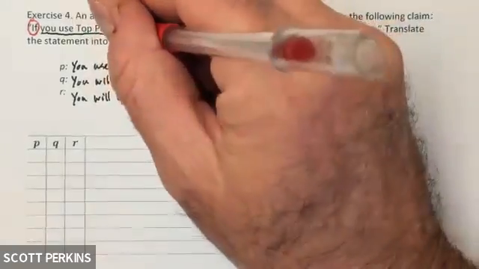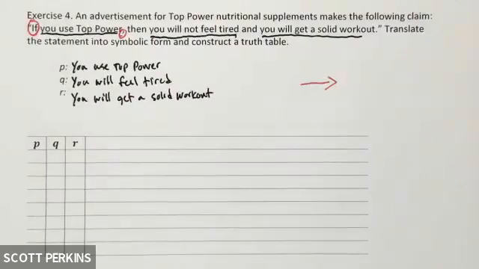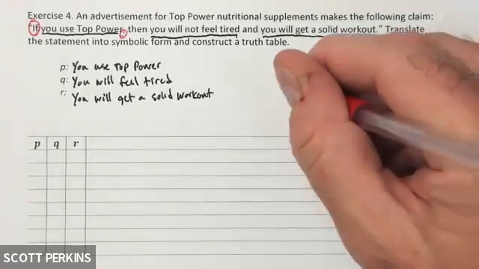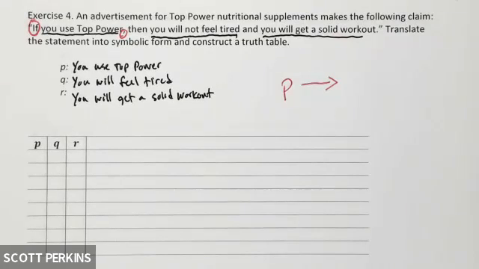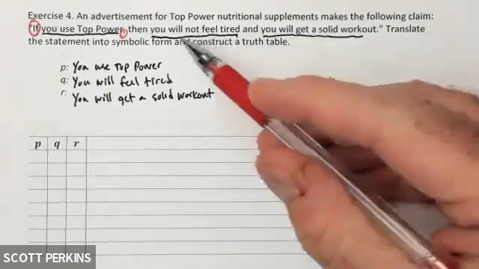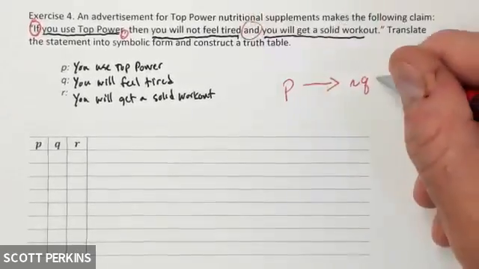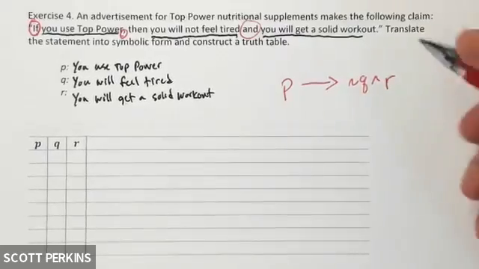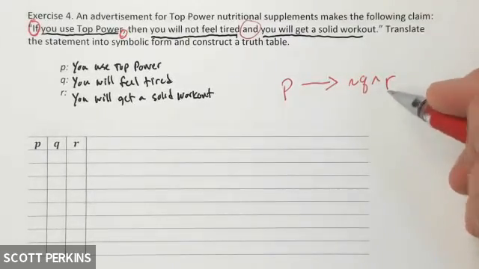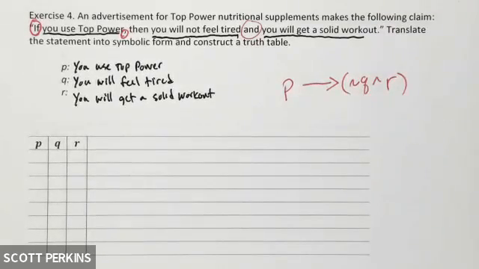And notice this comma. This is the other thing to pay attention to. That comma divides my statement into two parts. Remember, the comma means grouping when there's more than one statement on a side. So to the left of the comma, how many statements do I have? Just one. So I'm just going to put P over here on the left of the arrow. To the right of the then statement, I have two statements. I have you will not feel tired, so that's squiggly Q, and you will get a solid workout, so that's R. And because both of those statements are on the same side of the comma, I have to put parentheses around it. That is all the consequence.